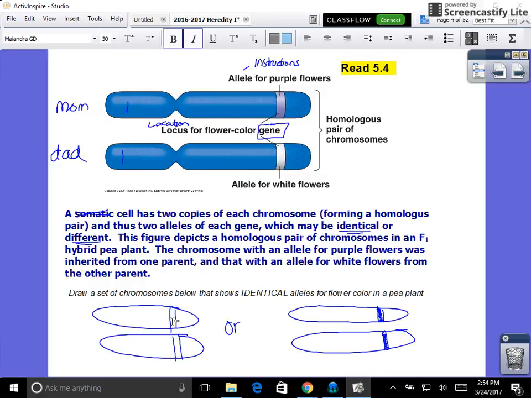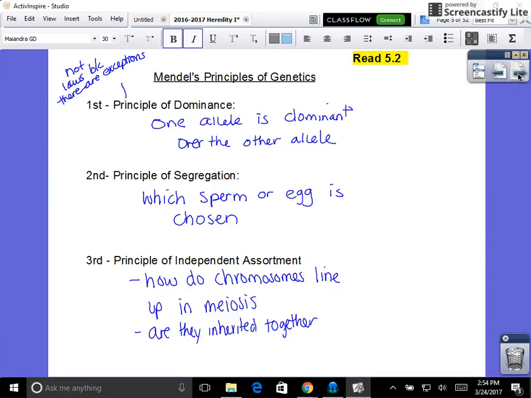Down here at the bottom, we drew chromosomes where parents had the same allele for white color, or this set of parents had the same allele for purple color. So we use terminology. This is hybrid, this is homozygous, and homozygous. Again, pointing out reading 5.4 is very helpful.